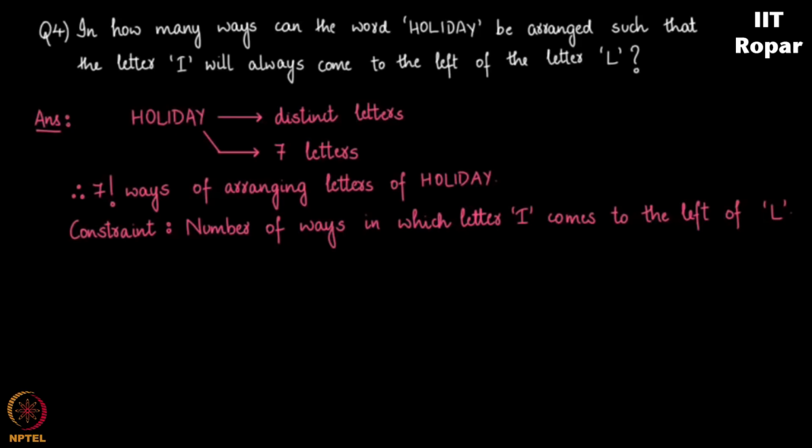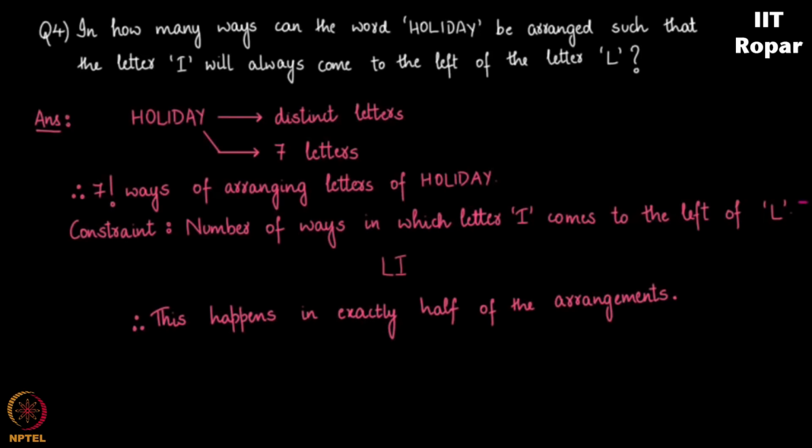So you see that either I should be to the left of the letter L or to the right of the letter L. So in exactly half of the arrangements, it will happen. So in 7 factorial by 2 arrangements, the letter I will always come to the left of the letter L.